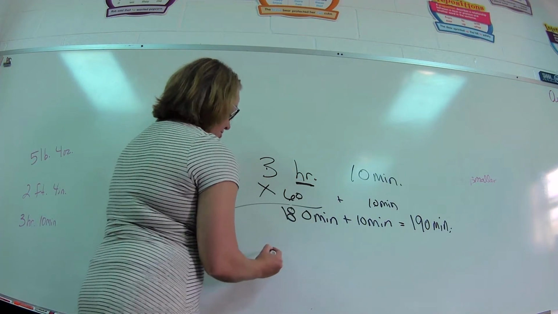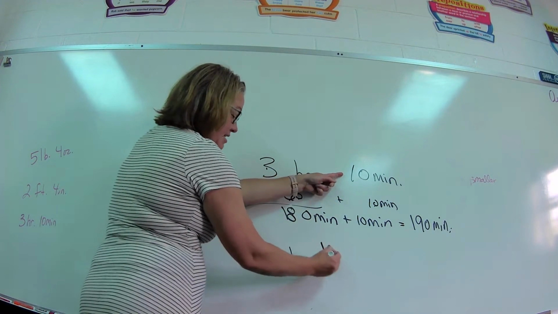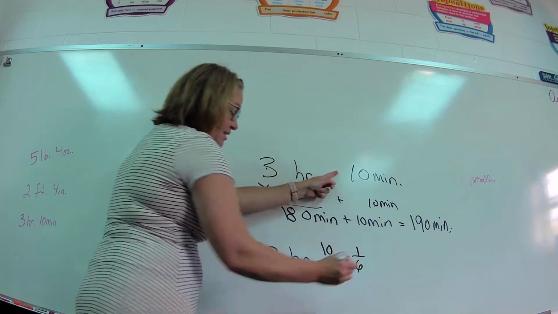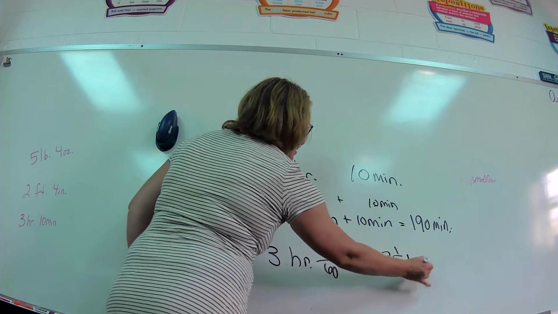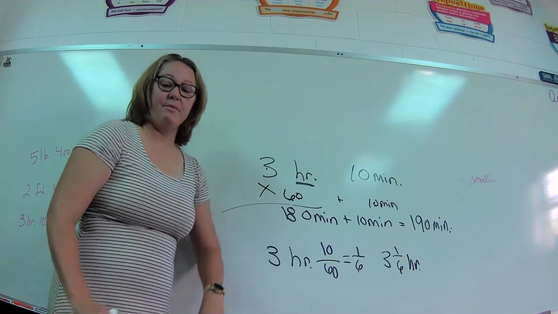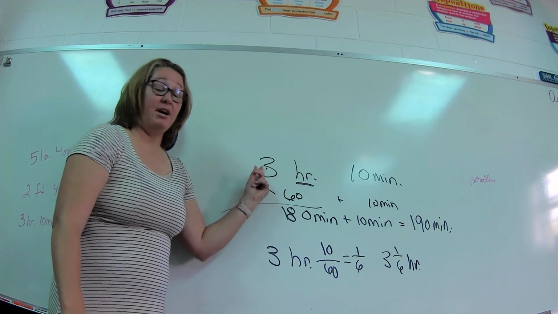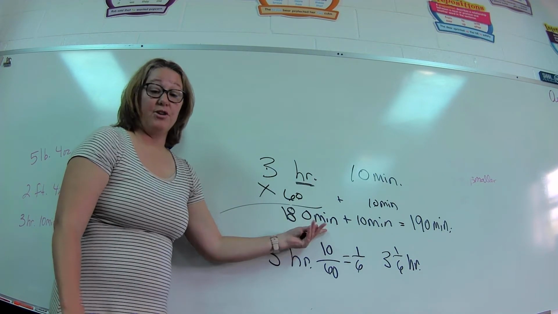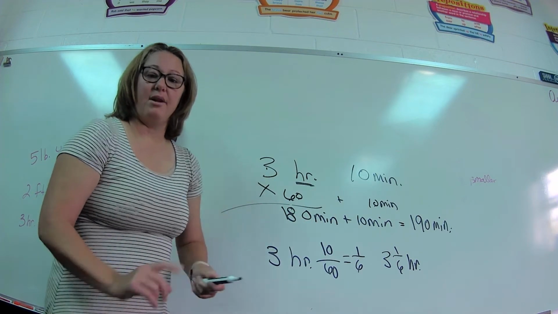All right, let's go to the larger unit. Let's go to the hours. So 3 hours. 10 minutes is 10 out of 60, which reduces to 1/6. And so I have 3 1/6 hours. All right, now that we've warmed up and remembered our rules, large to small, small to large, and knowing what a compound measure is, 2 different measurements, and putting them either to the smaller unit or to the larger unit, now we're going to add, subtract, and multiply some.